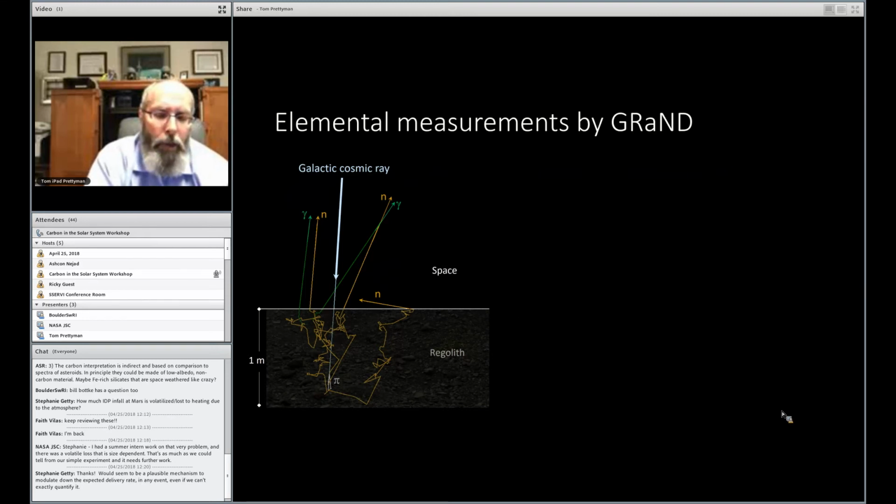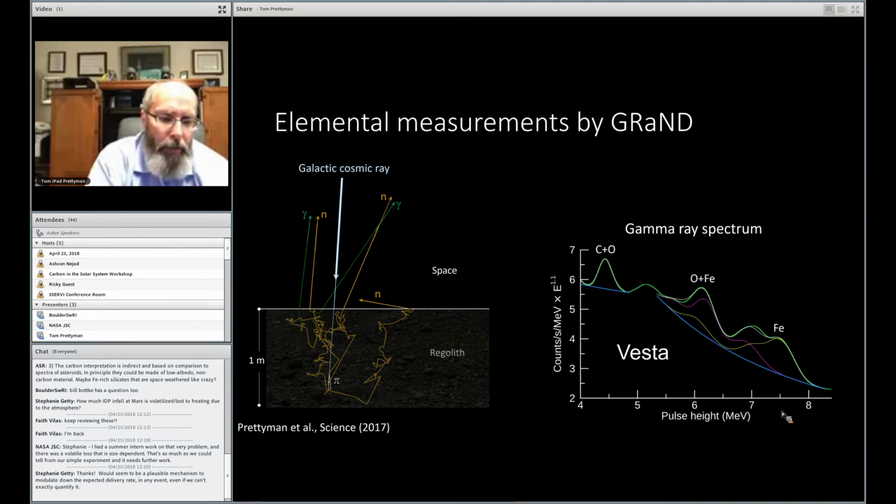What we had the opportunity to do with Dawn, which is really cool, was to compare Vesta and Ceres. Vesta, unless it's chocolate Vesta, does not have much carbon, and we get a gamma ray spectrum that looks like this. This is the high energy portion of the gamma ray spectrum above 4 MeV. You can see reaction peaks from neutrons on iron, on oxygen, and on carbon, and they mix together to form the spectrum.